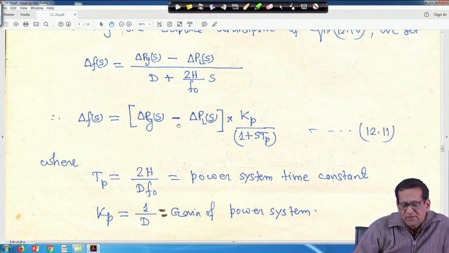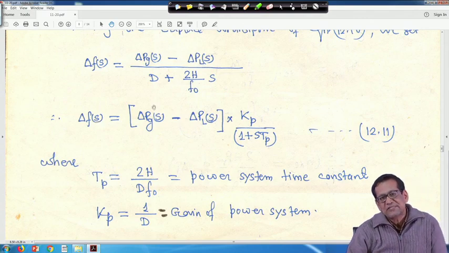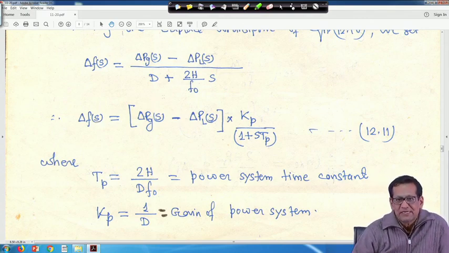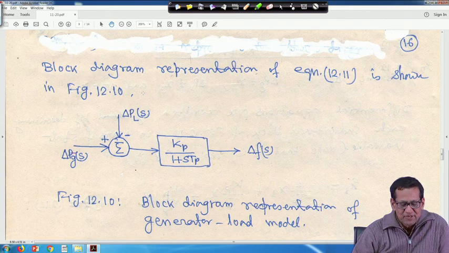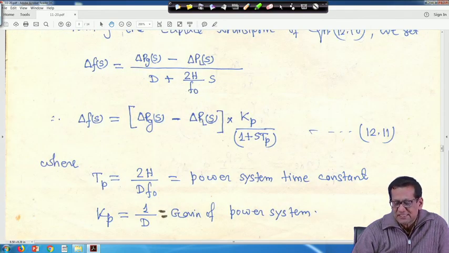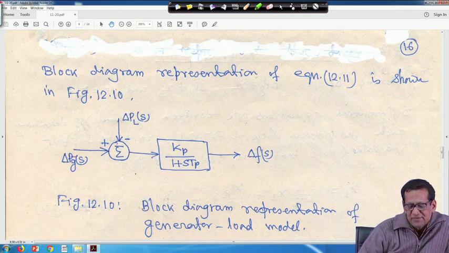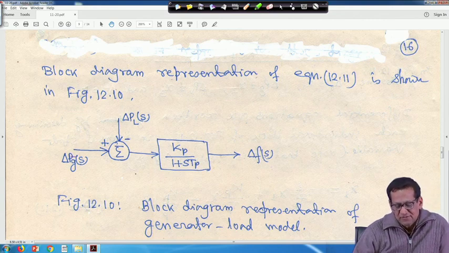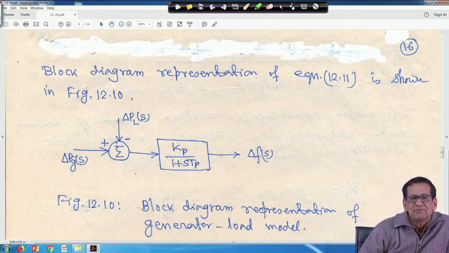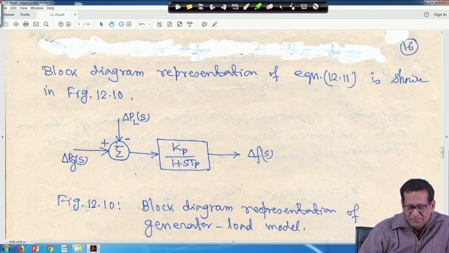The transfer function for the generator and load, the relationship between generating power, load and frequency deviation, has now been completed. For equation 11, you can make a block diagram: delta Pg minus delta PL into Kp upon 1 plus sTp is equal to delta F. This way we can go for block diagram representation.